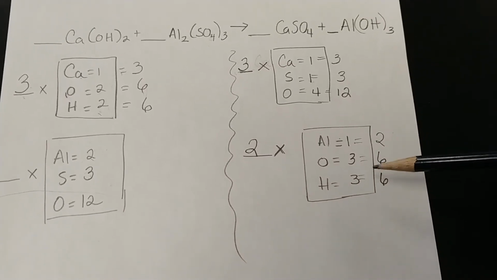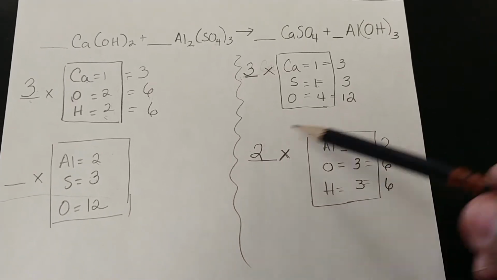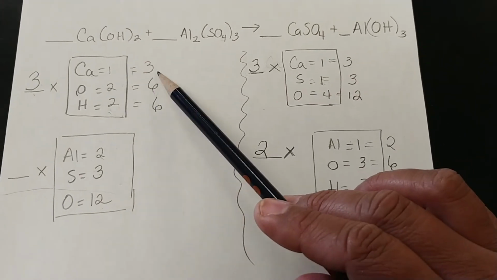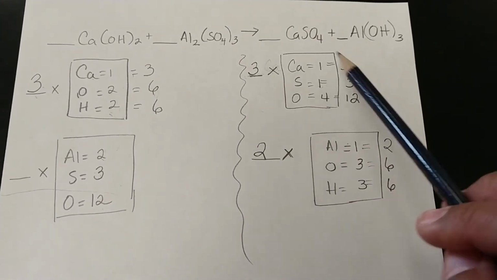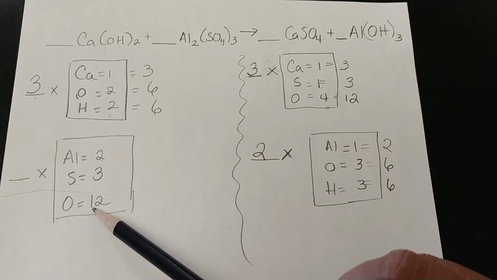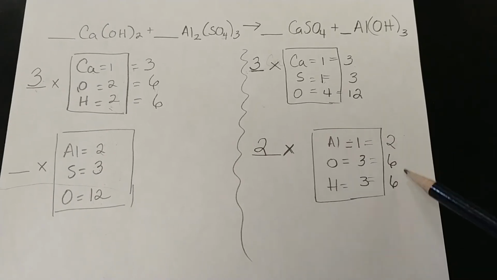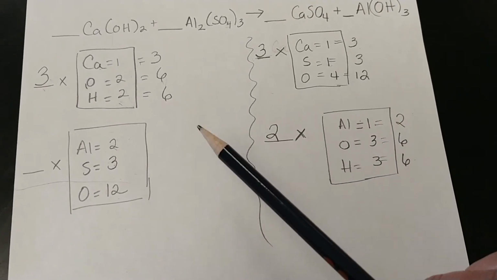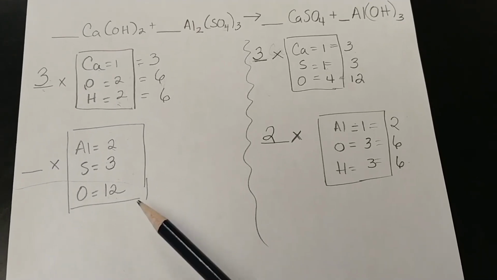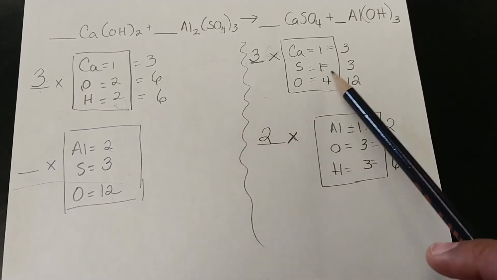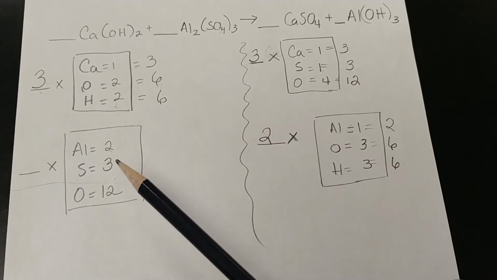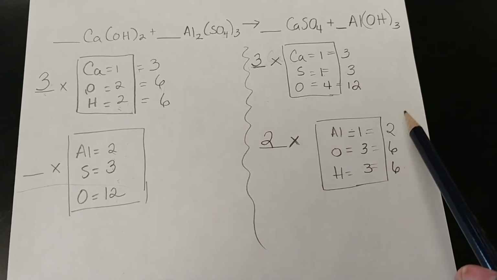So now all you have to do is go back and look at the numbers that you put and see if they are the same amount. So I have 3 calciums, 3 calciums. I have, remember, 18 because I added those 2, 18 oxygens, and I have 18 oxygens here. And then as far as my hydrogens, there are 6 and 6 here. And for my sulfur, there's 3 and 3 on the other side. And the aluminum, there's 2 and 2.